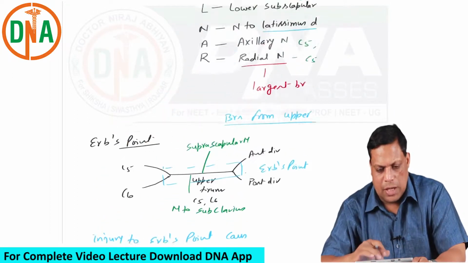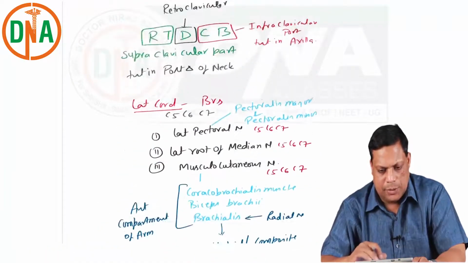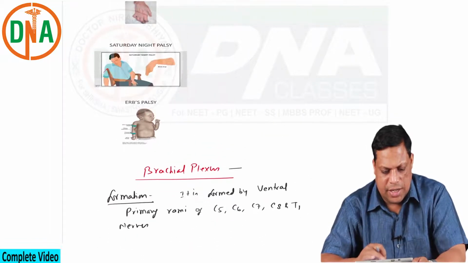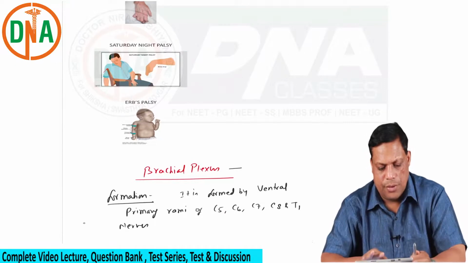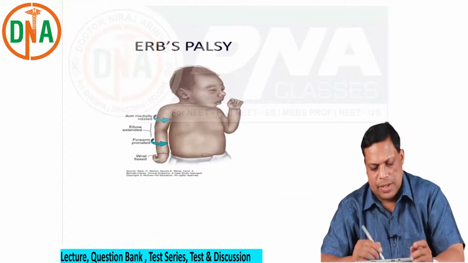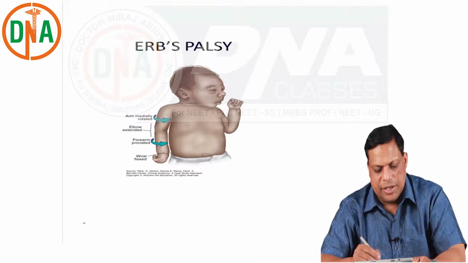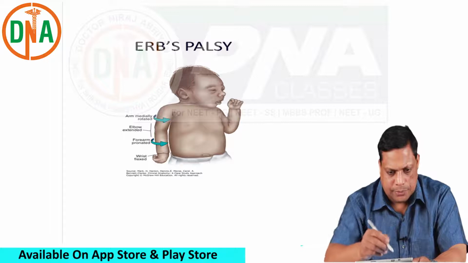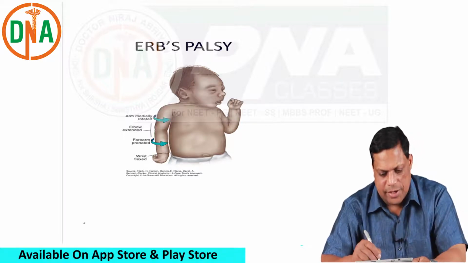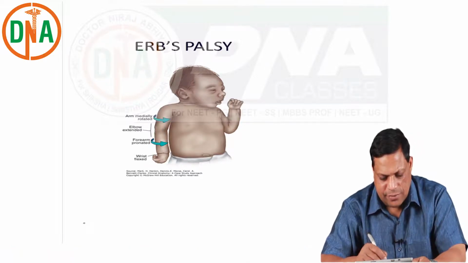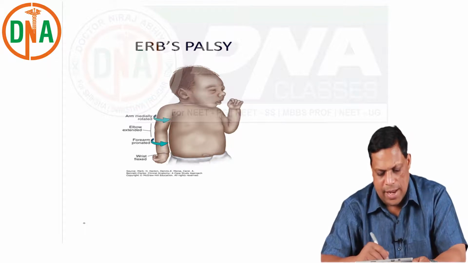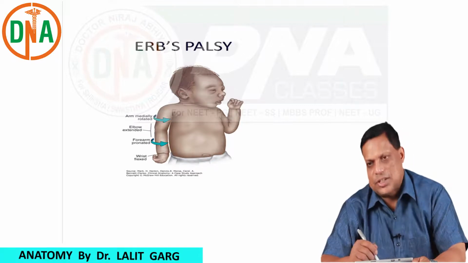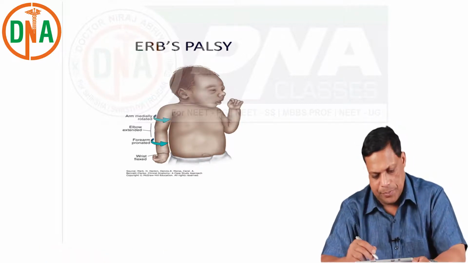What is the position of the upper limb in AIIMS palsy? See at this picture, this is the AIIMS palsy. Arm is adducted and medially rotated. Elbow is extended. Forearm is pronated. And wrist is flexed. So this deformity is the policeman's tip hand or porter's tip hand.